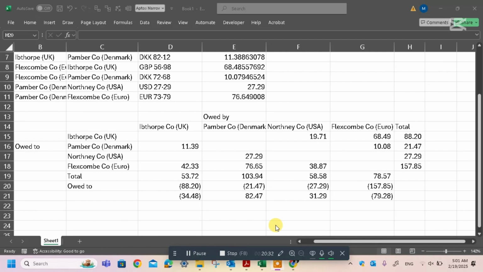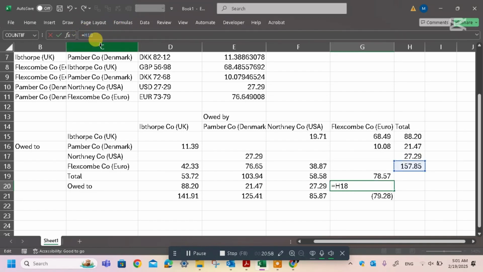That's the net amount. But I made a small mistake here. Owed to should have been positive. Owed by should have been negative, because if you look at I company, they have to pay 53 and they are going to receive 88. Whereas I have given the signs wrong. So what we will do, remove this minus here. Remove the minus. Owed to must be positive.